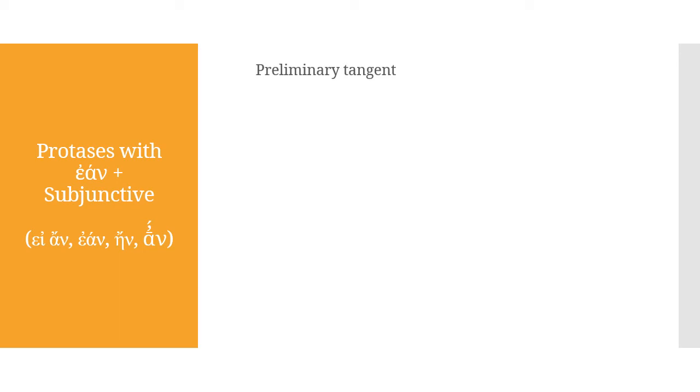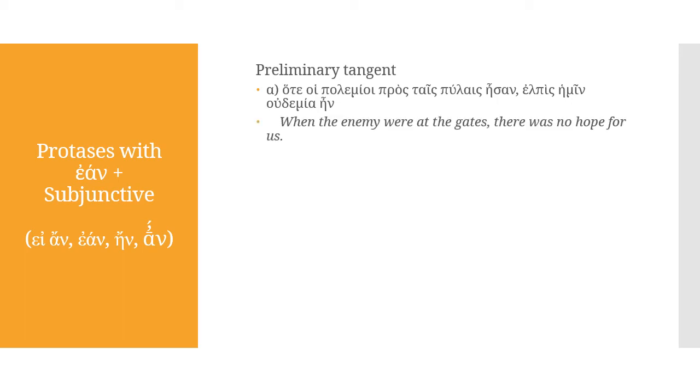If we want to understand the force of an, we need to feel the way an works in a few other contexts. So I'm going to give us a few statements here, and I'm going to use temporal statements in particular. Alpha. Hote hoi polemioi epi tais pulais esan, elpis hēmin oudemia ēn. When the enemy, polemioi, were at the gates, when they were at the gates, elpis hēmin oudemia ēn, there was no hope for us.